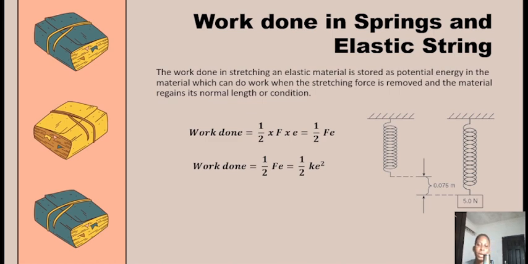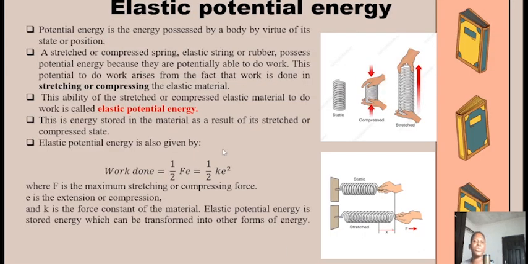So let's go back to our slides. And that's how we derived our formulas. Don't worry, we're going to do a lot of examples and you're going to understand it. So, elastic potential energy. You know what potential energy is, right? Potential and kinetic energy. Potential energy is the energy possessed by a body by virtue of its state or its position. A stretched or compressed string, elastic string or rubber possesses potential energy, because they are potentially able to do work. This potential to do work arises from the fact that work is done in stretching or compressing the elastic material.